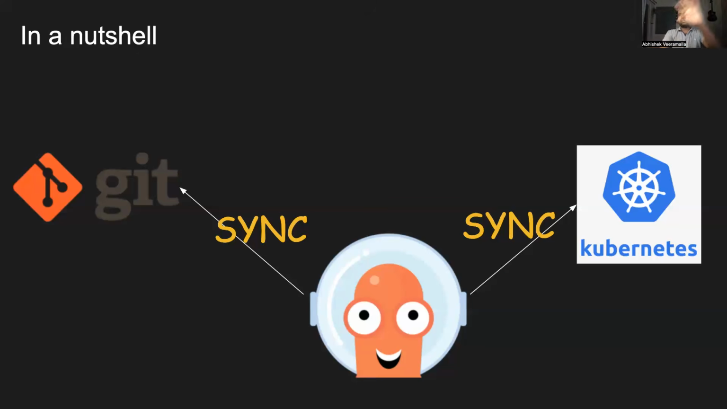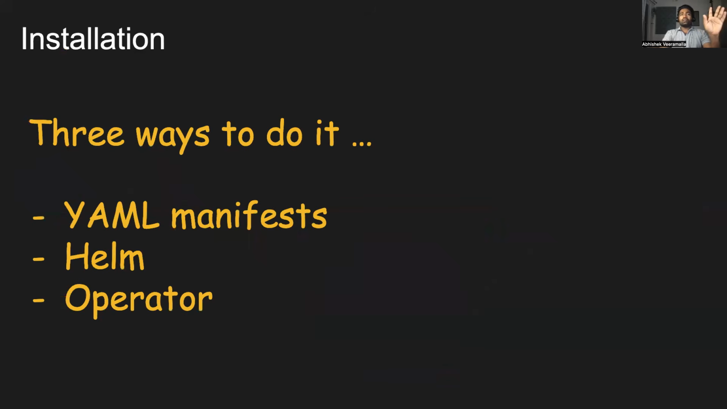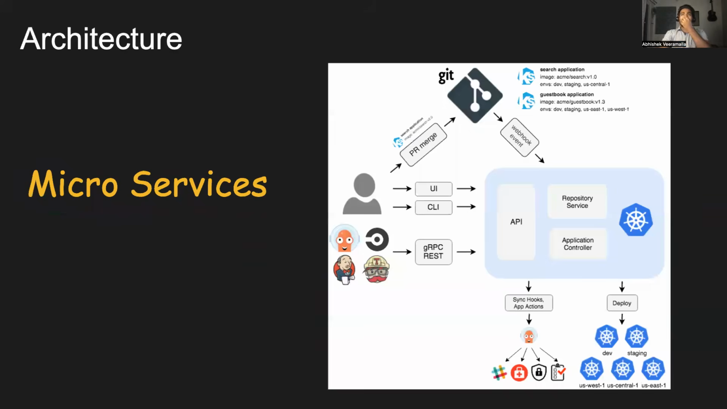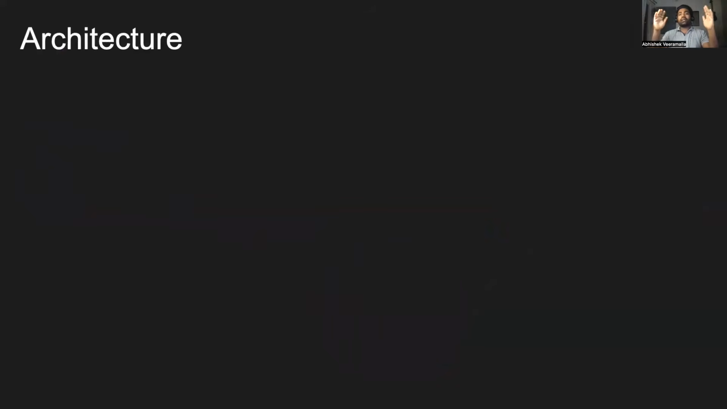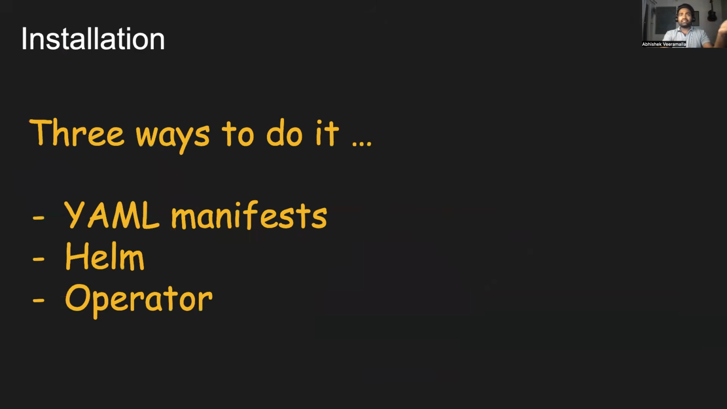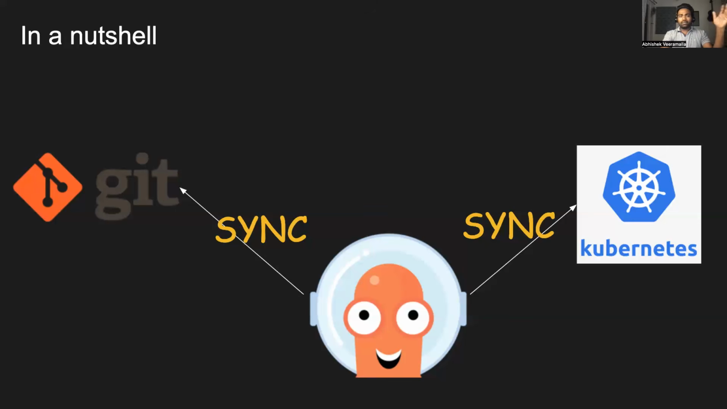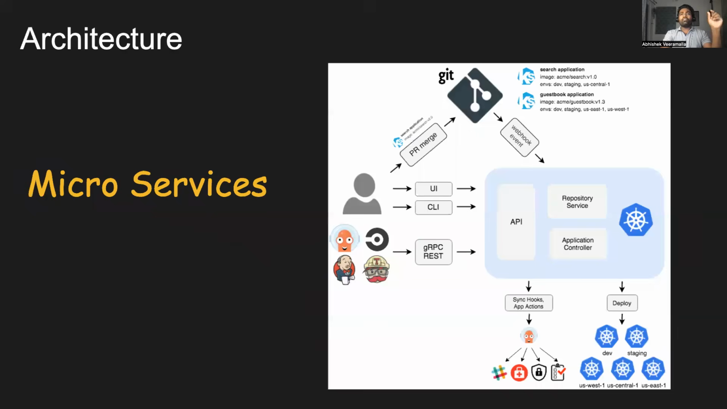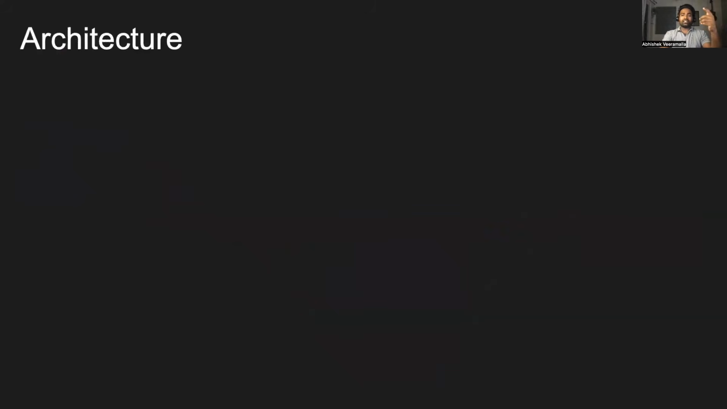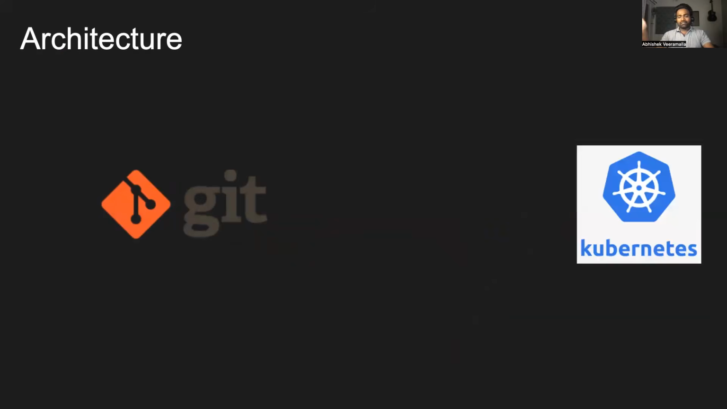Now you might feel that it's very easy, but I'll come to the installation part later. Let's try to break down the architecture a bit. In this slide, you might feel that it's keeping sync between Git and Kubernetes. But if I break down the architecture more, there is Git, there is Kubernetes.